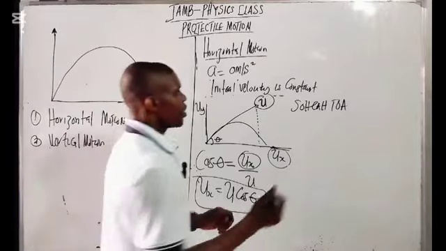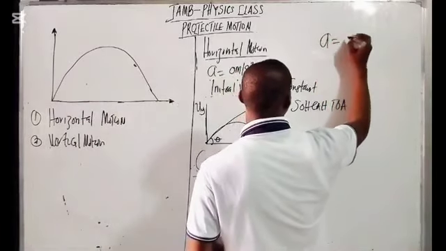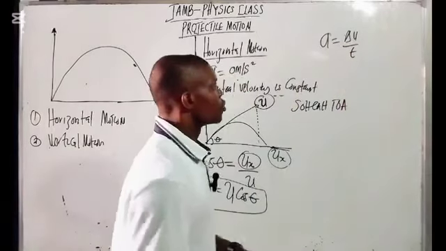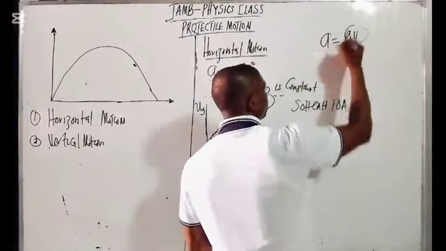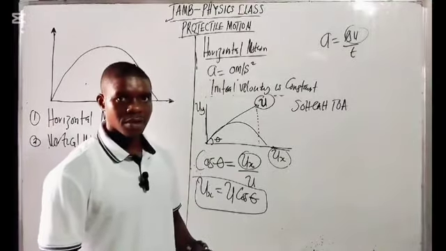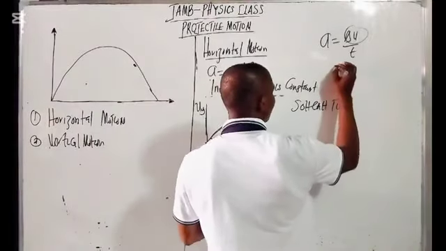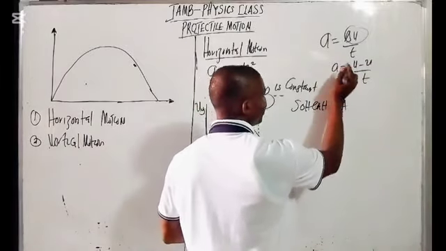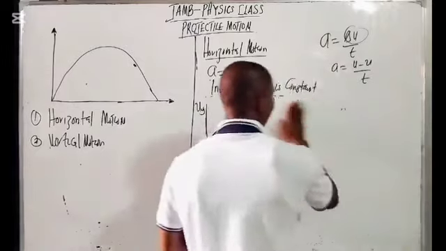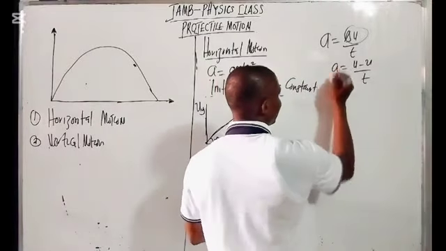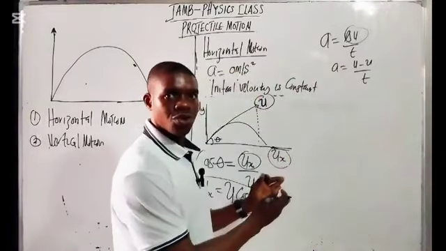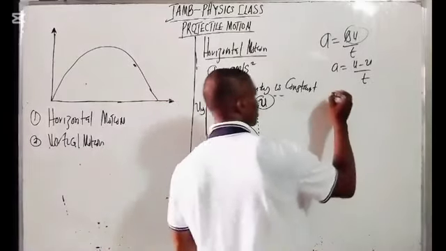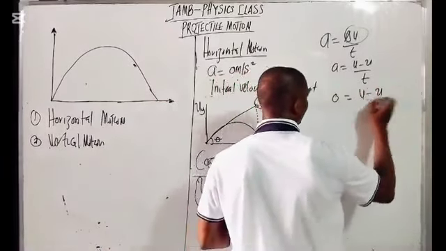Because here we have a equals change in velocity over t. So if a is 0, then the velocity is constant. Let me explain so you understand this. We have a equals v minus u over t. If a is already 0, because it's always 0 in the horizontal, since no acceleration is acting on it, then 0 equals v minus u over t.